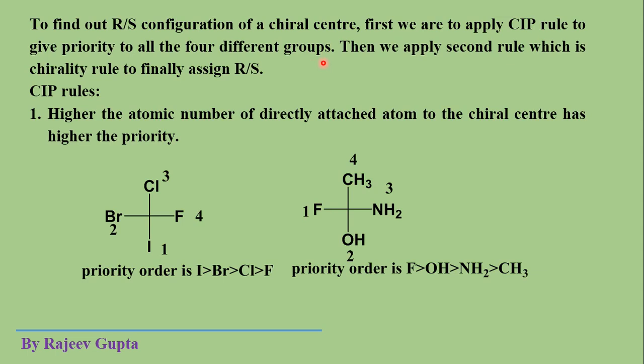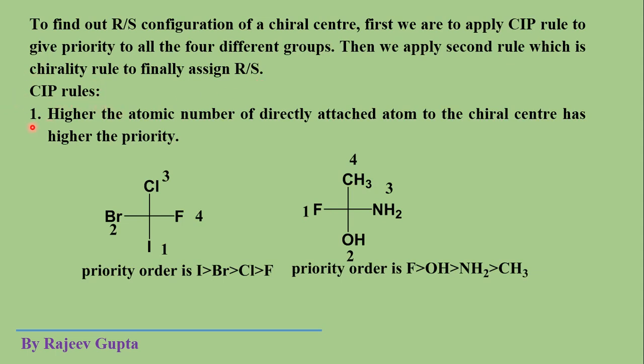All the four different groups will be provided a priority order. This will be the first step. Then in the second step we will apply the second rule, which is the chirality rule, to finally assign RS. So let's see what these rules are. Now first we see the CIP rules.